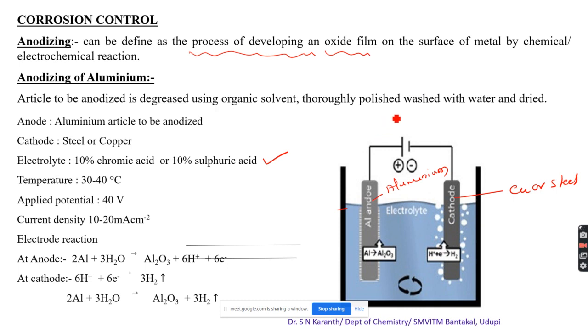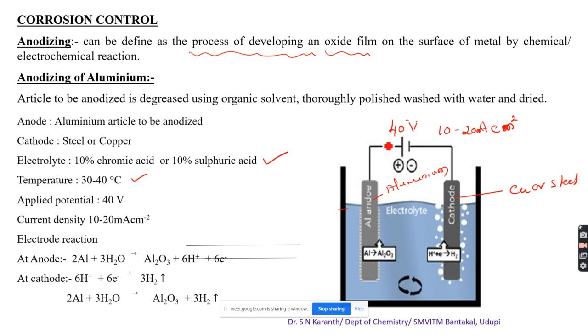Then the temperature of this bath is maintained at around 30 to 40 degrees Celsius, and you have to apply a potential of 40 volt. As a result, a current density of 10 to 20 milliampere per centimeter square is developed.